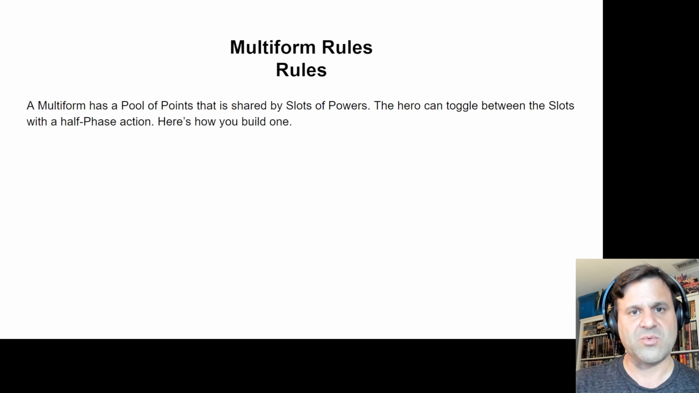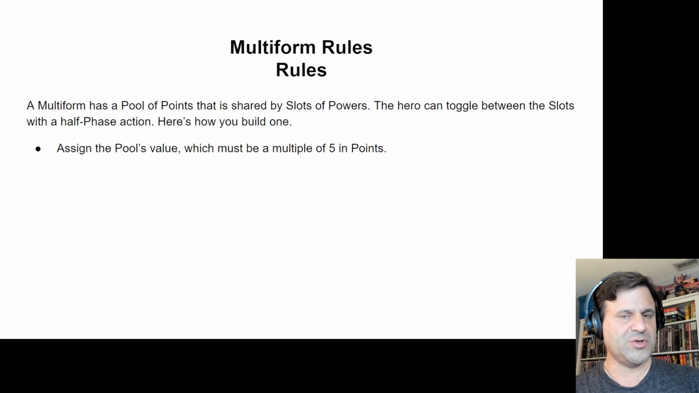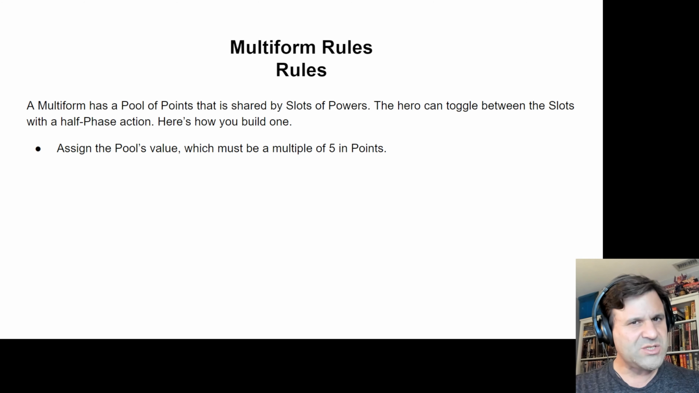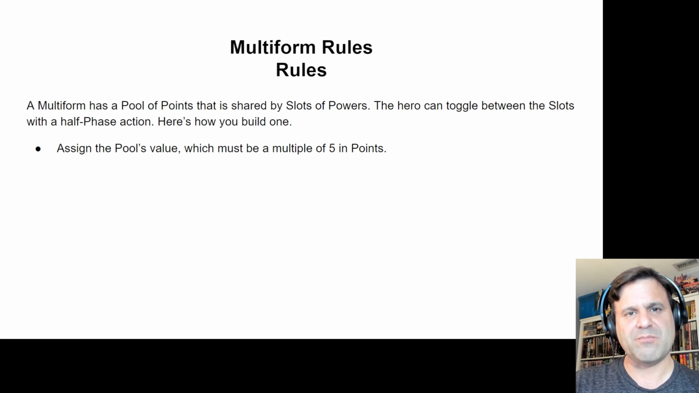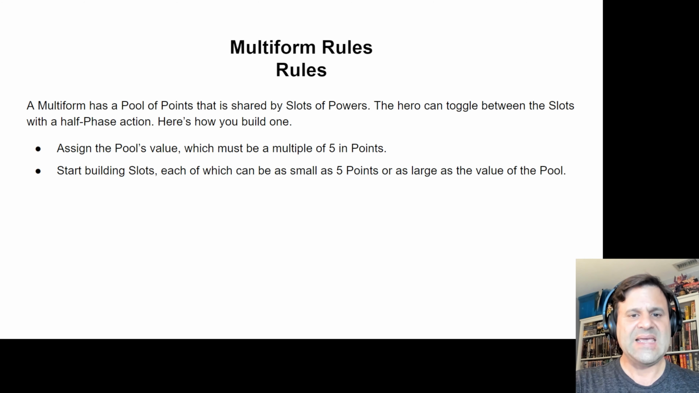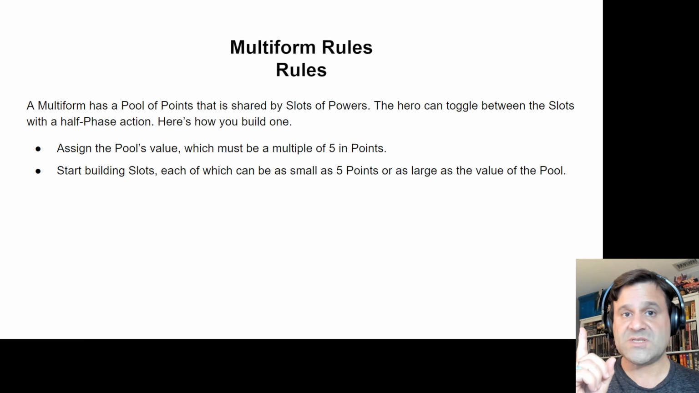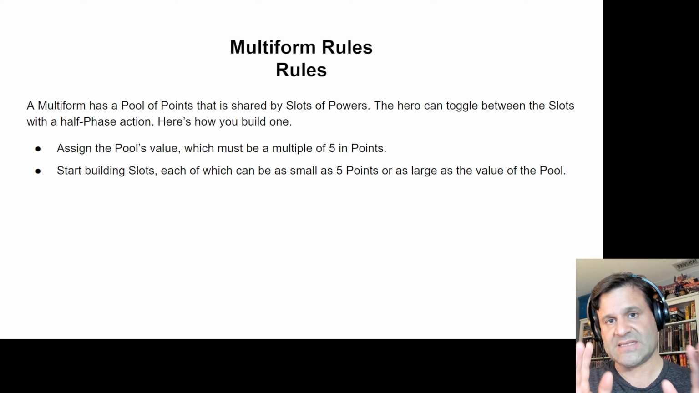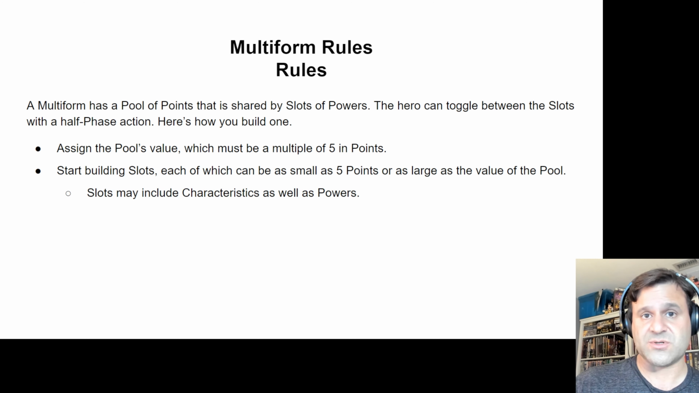Here's how you go about building one. First, you assign the pool's value, which must be a multiple of 5. Once you've decided on what that pool is going to be, then you start building slots. Each of the slots can be as small as 5 points or as large as the total points in the pool, and that would be including advantages. One special thing to note about slots in a multiform is that they can include characteristics as well as powers.